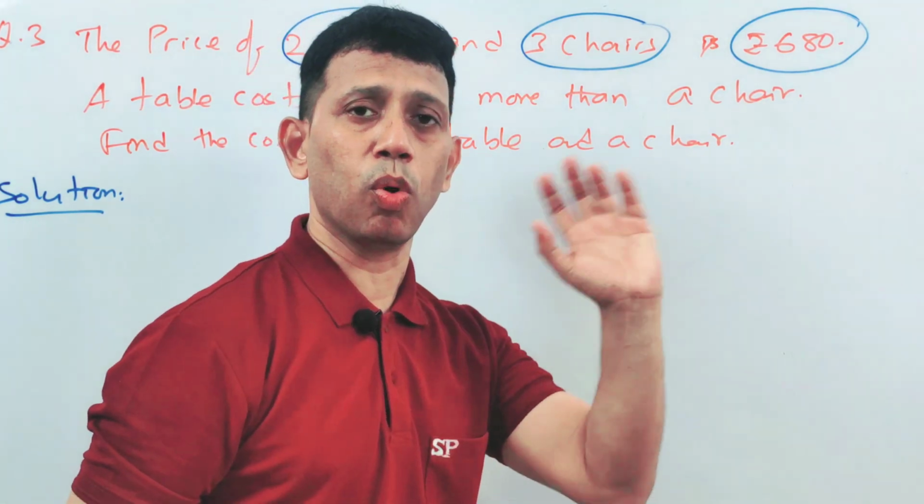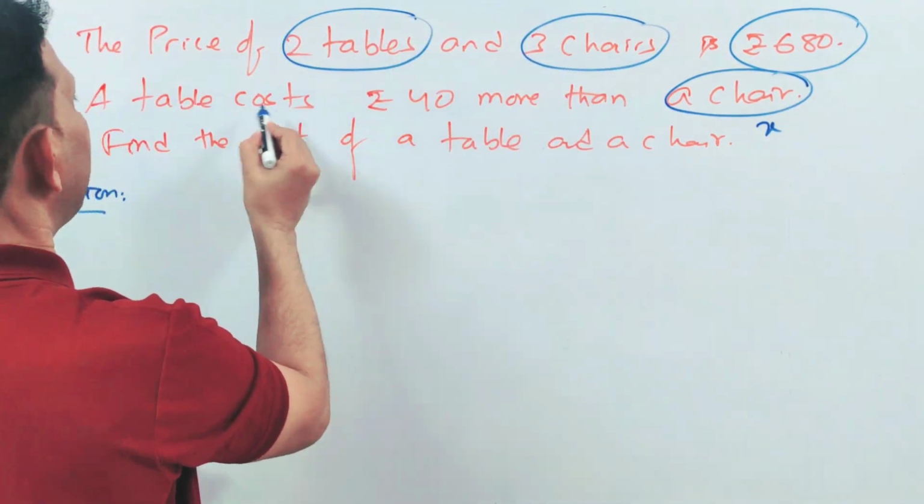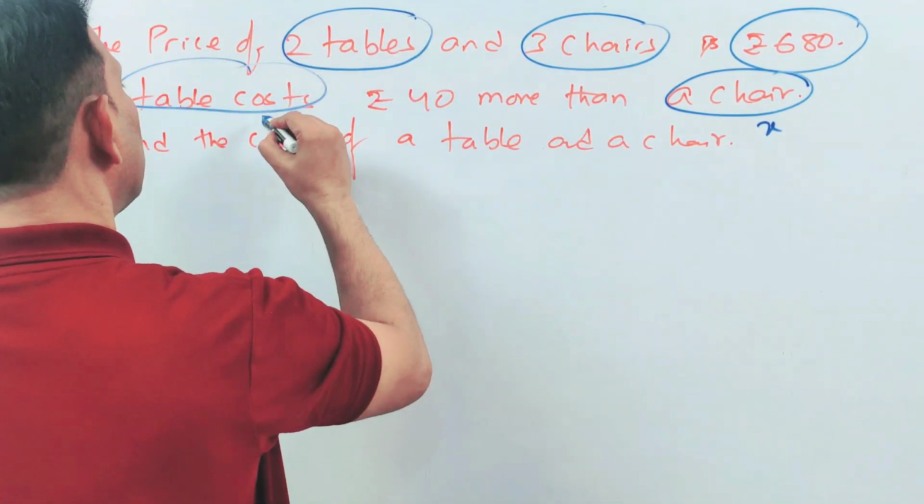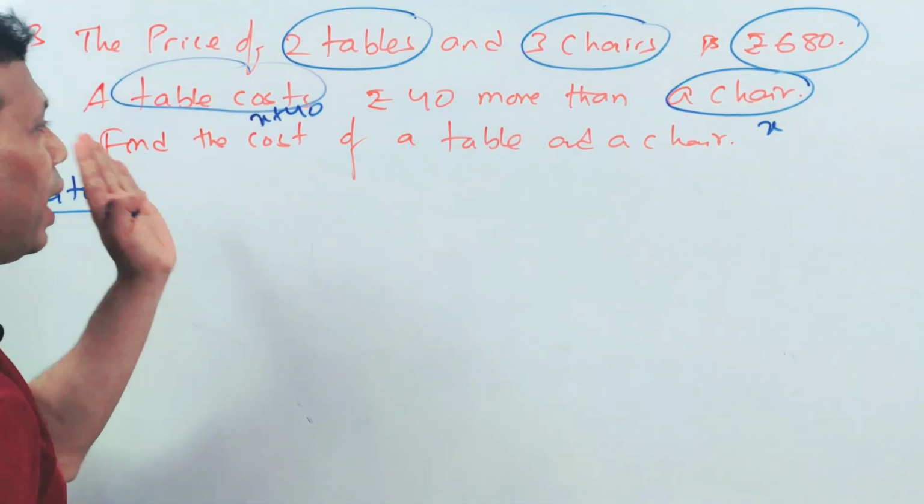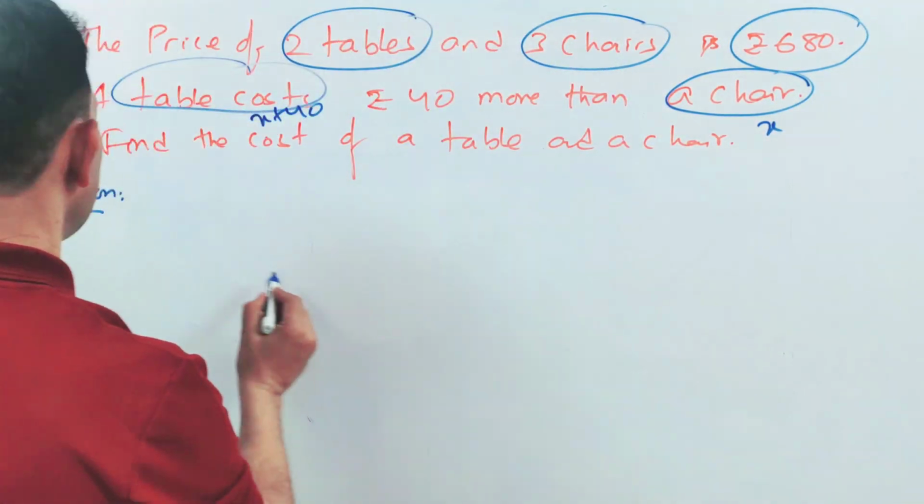So a table costs rupees 40 more than a chair. Suppose a chair costs x rupees. So table cost how much then? Rupees 40 more. More means plus, right? So x plus 40. This is rough work I am doing. Find the cost of a table and chair. Next we will go for the answer part, solution.